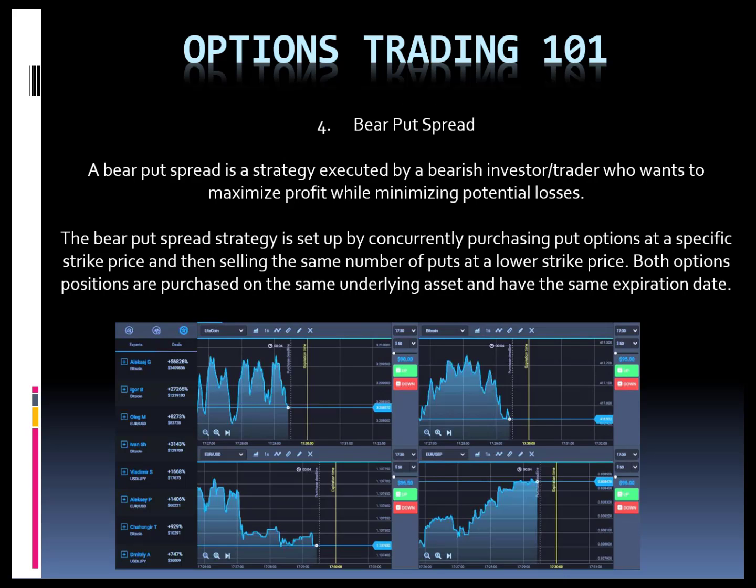The bear put spread. A bear put spread is a strategy executed by a bearish investor who wants to maximize profit while minimizing potential losses. The bear put spread is set up by concurrently purchasing put options at a specified strike price and then selling the same number of puts at a lower strike price. Both options positions are purchased on the same underlying asset and have the same expiration date.